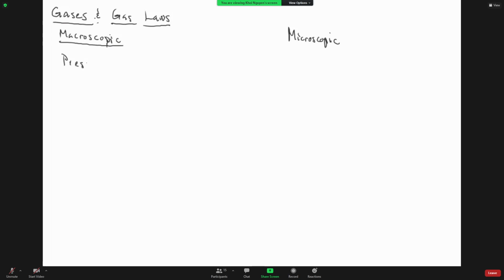pressure, usually measured in atmospheres. Keep in mind for pressure, we're looking at 1 atm for conversion is equal to 1.013 times 10 to the 5th pascals, which is equal to 760 millimeters of mercury, which is equal to 760 torr, or torrs for short.